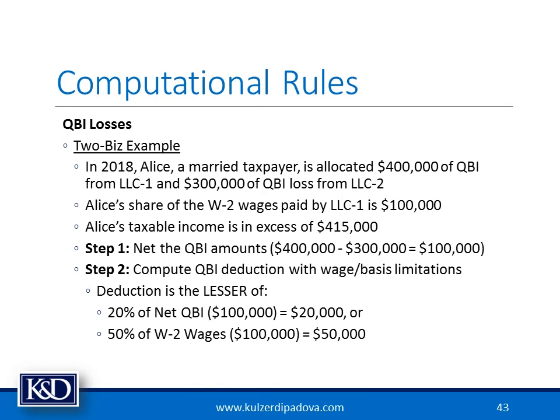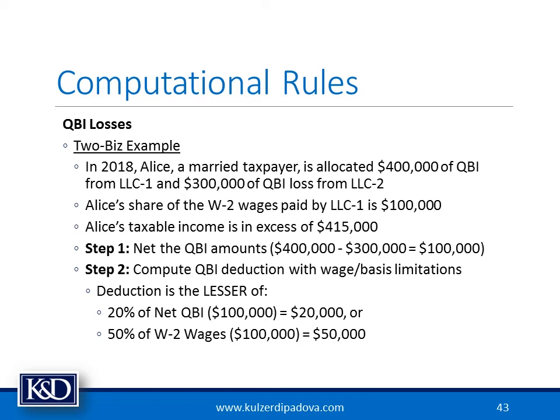So we're going to expand the previous example. When there's two businesses, it's still pretty straightforward. In a two-business example, we don't have to worry about allocation, right? Because we're going to end up with a net income of $100,000 and apply the wage and basis limitation.